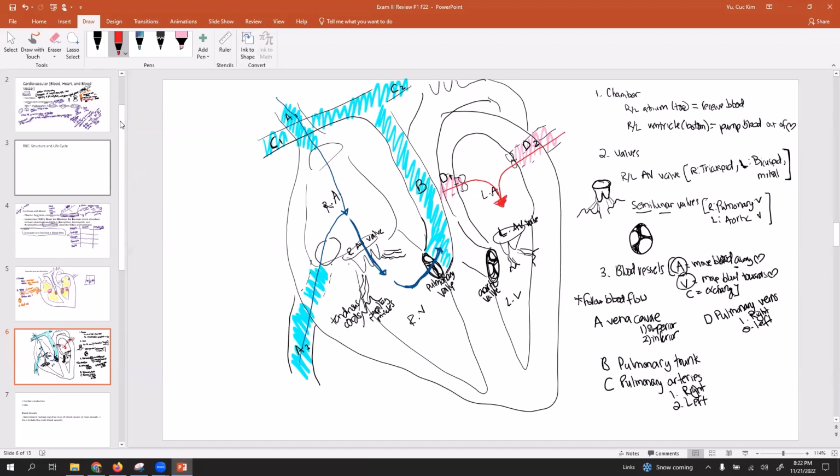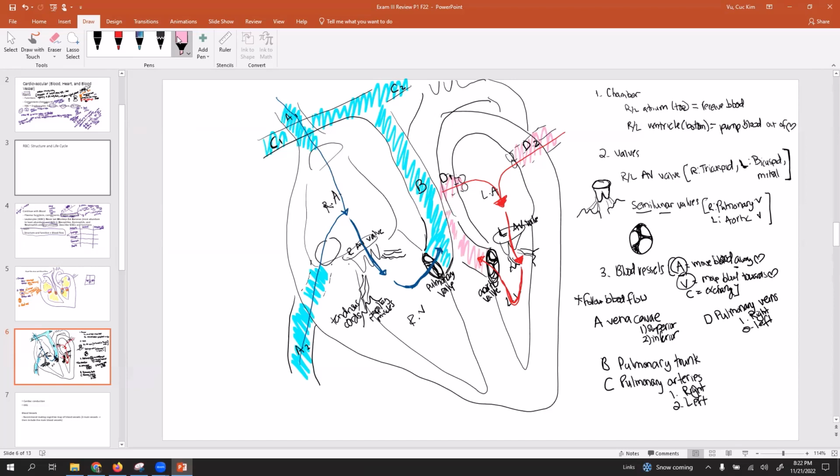From the left atrium, it's going to pass through what structure? The mitral valve, or what's another way of saying it? Left AV or bicuspid. Yep. And it's going to enter into what chamber? Left ventricle. Very good. And then it's going to go through what valve? Aortic. Yep. And that brings it to this next blood vessel right here.